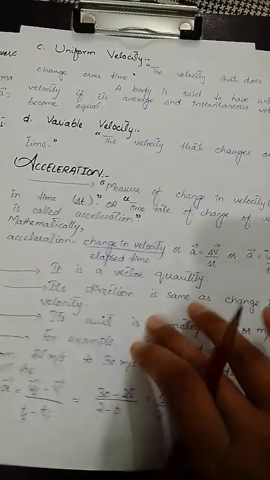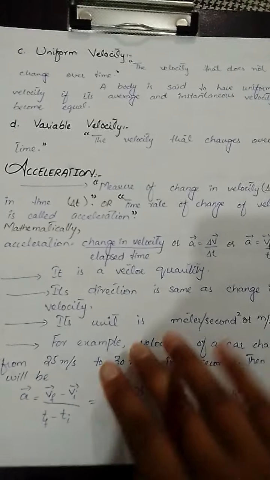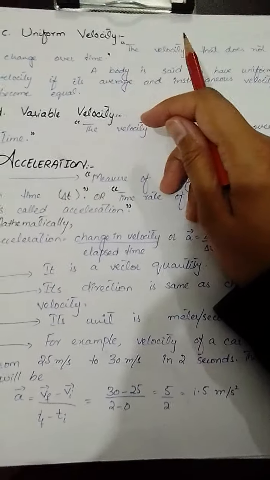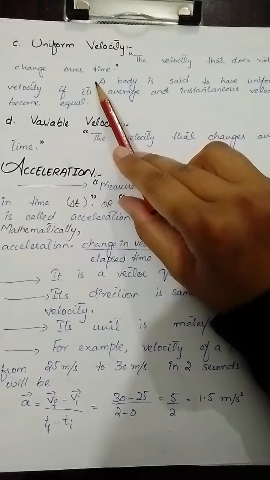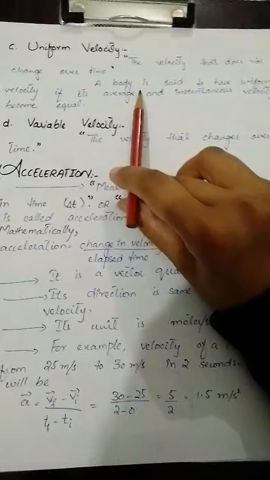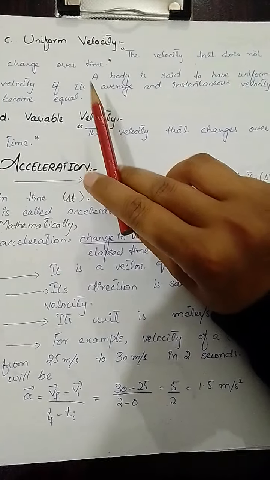यूनिफॉर्म वेलोसिटी और वेरिएबल वेलोसिटी ये बिल्कुल वैसे ही है जैसे हम लोगों ने स्पीड के केस में किया था. So the velocity that does not change over time is called uniform velocity, right? And a body is said to have uniform velocity if its average and instantaneous velocities become equal.